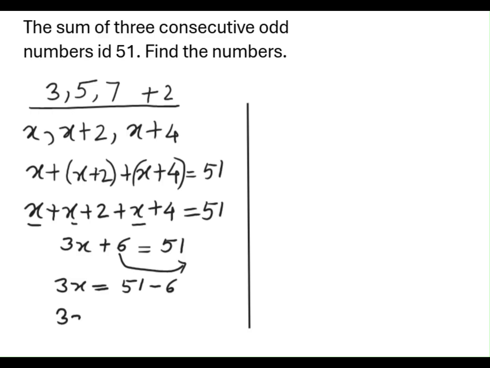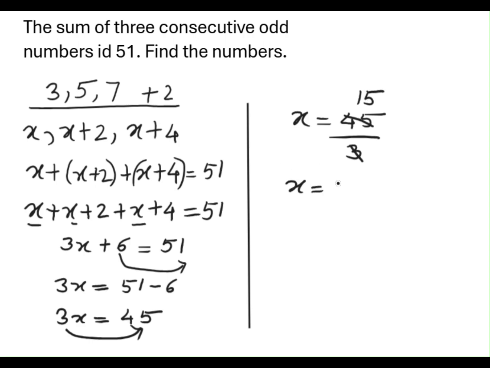So we will write it in the next step. 3x is equal to 45. Now here in 3x, the 3 can go to the other side. Here it is in multiplication form, so it will go in division form to the other side. So we will get x is equal to 45 by 3. Now 3 can divide 45 and we will get 15. Now x is equal to 15.